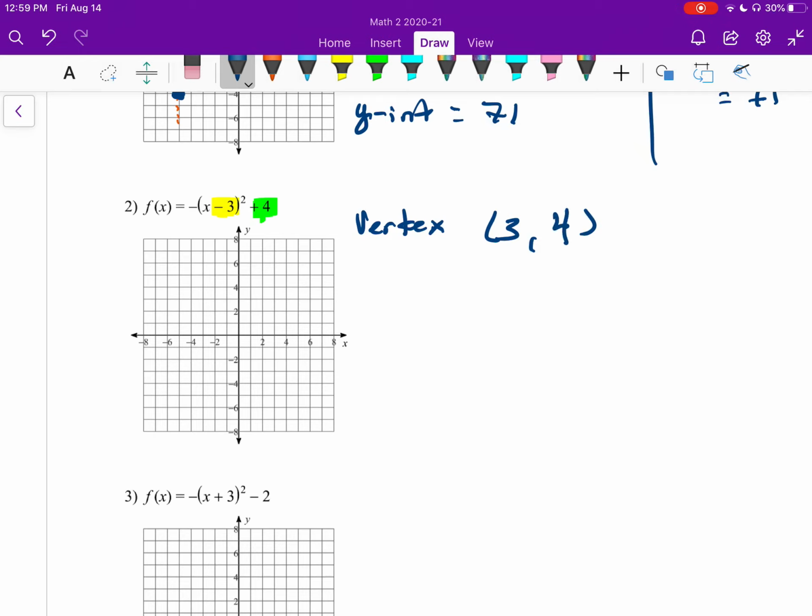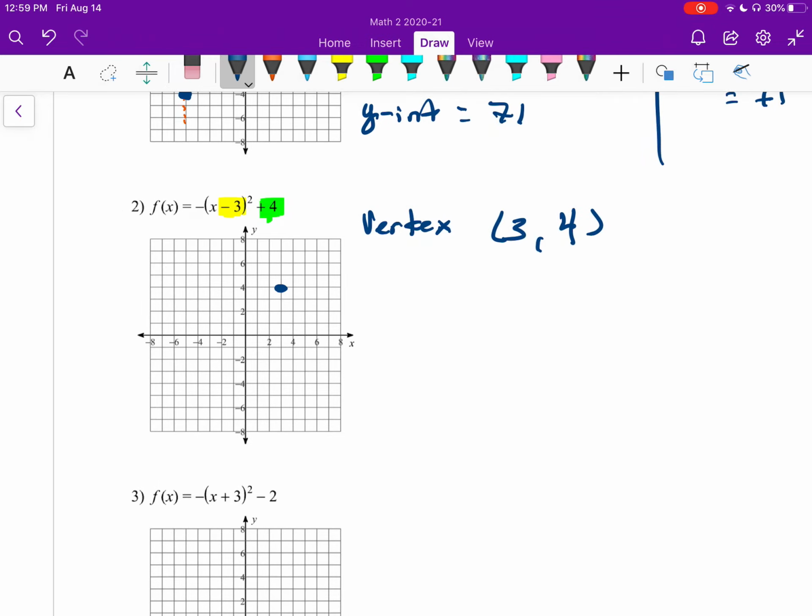I'll go ahead and graph that. 3, 4. Now we have to look, is our graph getting stretched or shrunk at all? It's not getting stretched or shrunk at all, but it is upside down, right? We've got that negative. So instead of going up, we're going to go down.